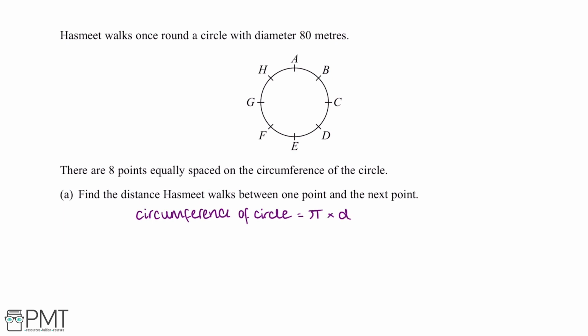So in the question we've been told that the circle has a diameter of 80 metres. So what this means is this circle has a circumference of pi multiplied by 80. So 80 pi metres would be the distance that Hasmeet would walk if he walked the full circumference of this circle. However, we want to work out the distance between one point and the next point. So this is just one section out of the 8. So we're going to want to divide our answer by 8 to work out the length of one section, and this gives us an answer of 10 pi.